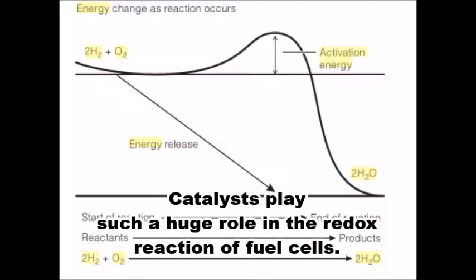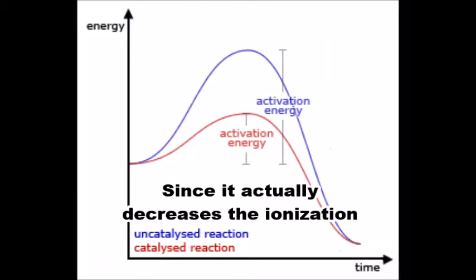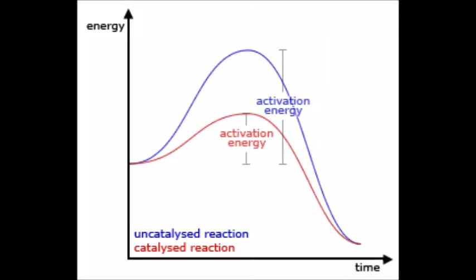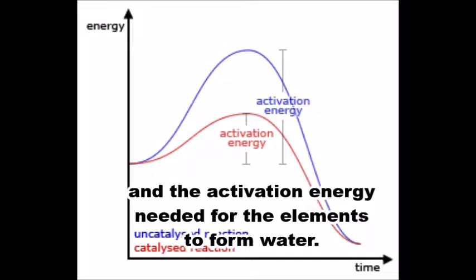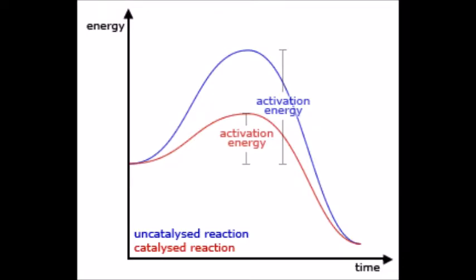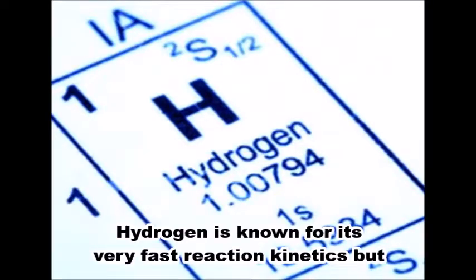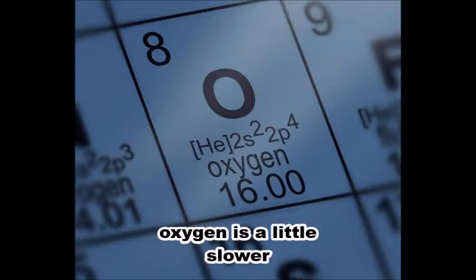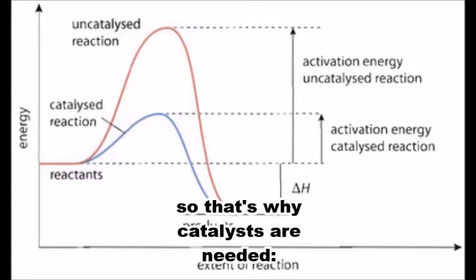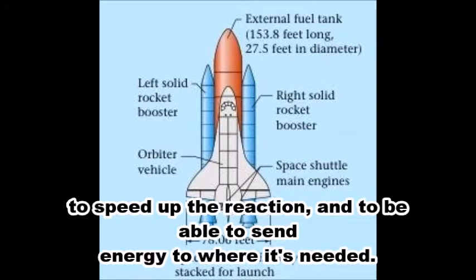Catalysts play such a huge role in the redox reaction of fuel cells, since they actually decrease the ionization and the activation energy needed for the elements to form water. Hydrogen is known for its very fast reaction kinetics, but oxygen is a little slower, so that's why catalysts are needed to speed up the reaction and to be able to send energy to where it's needed.